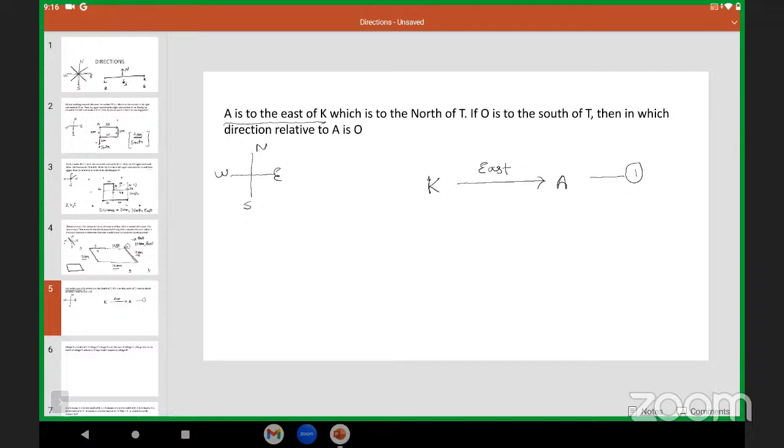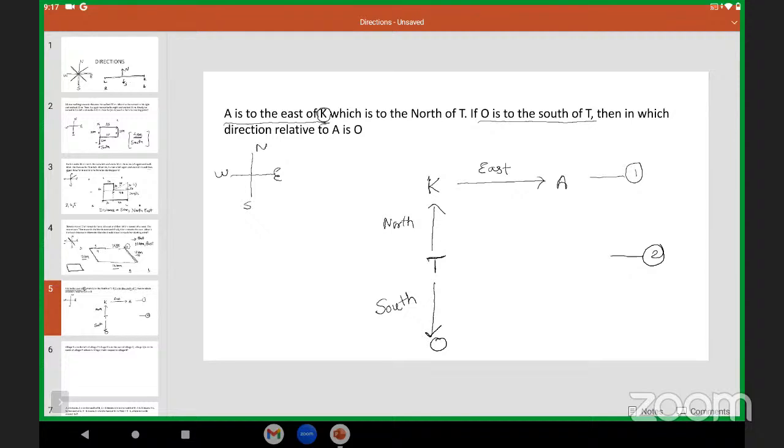Now, next is K, which is to the north of T. So it is nothing but the statement continuing with K. K, which is to the north of T. To be in the north of T means it will be on the upper side of T. So this will be north. This is your second point. Now, third point, O is to the south of T. So T is over here, south will be towards down. So this will be O. This will be south.